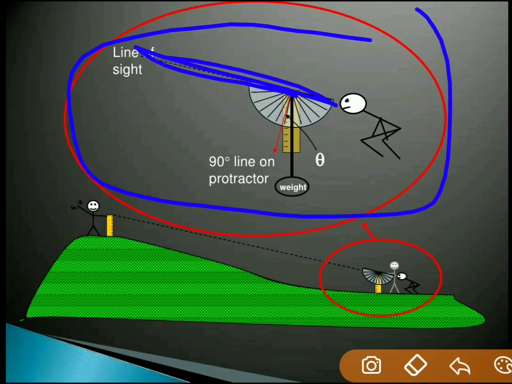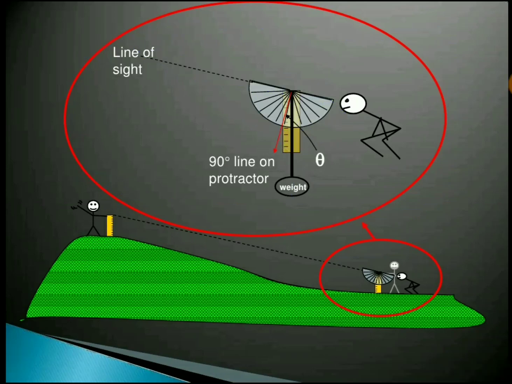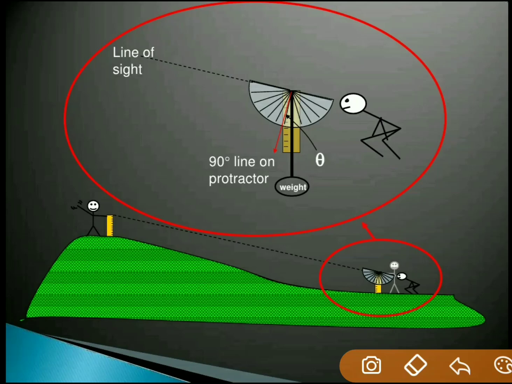Look here, this is the figure of how we are using this. This is the line of sight, right? Here we are putting the clinometer, right? So this is the perpendicular one, right? If we change the direction of this clinometer, we are getting the angle, right? Clear? Look at the figure, see, this is the surface of the earth. Here you will put the clinometer, right?